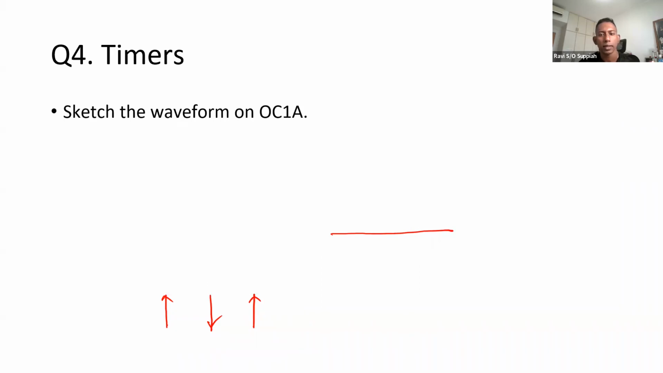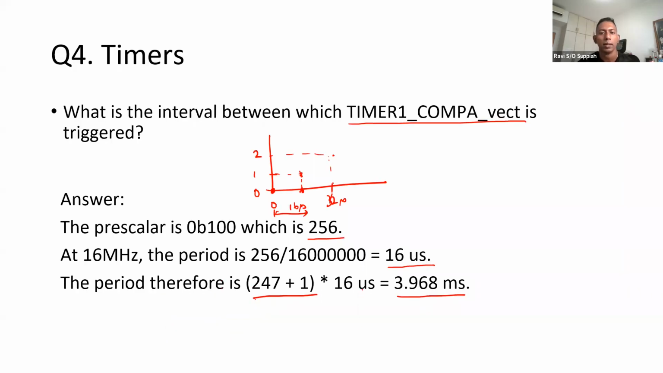Okay, the 4 millisecond is from this calculation here, because each increment is 16 microseconds. So to go all the way up to 247 plus 1, it will be close to 4 milliseconds. It's 3.968, but we approximate to 4 milliseconds.